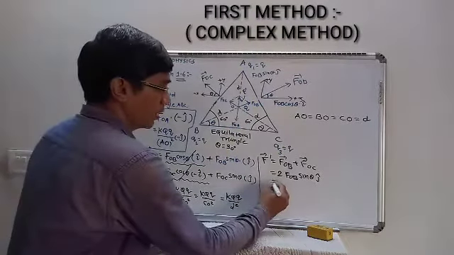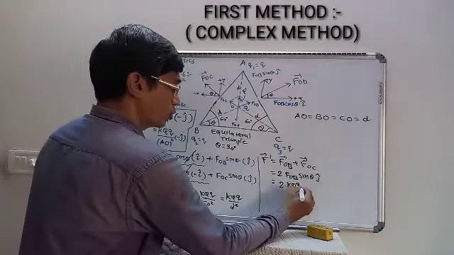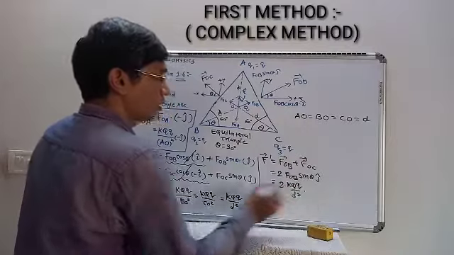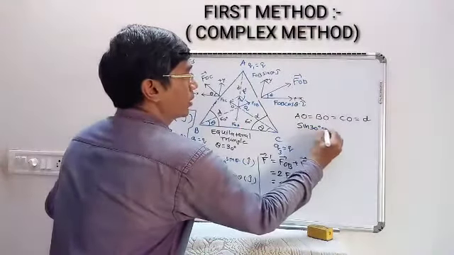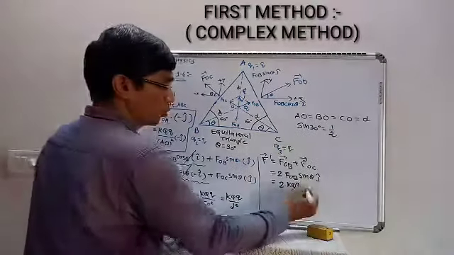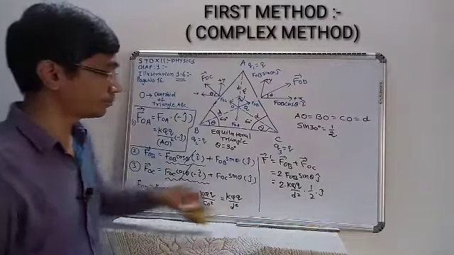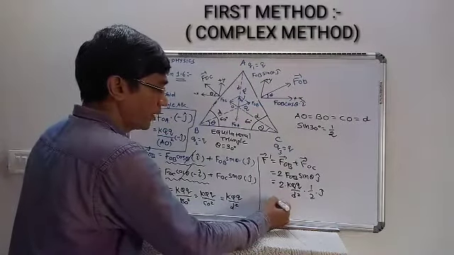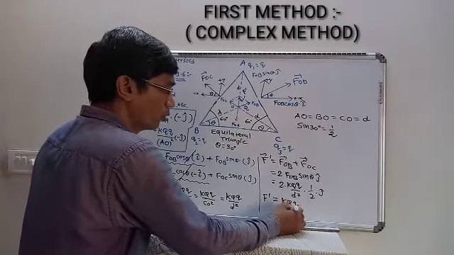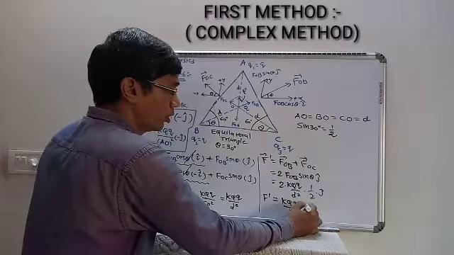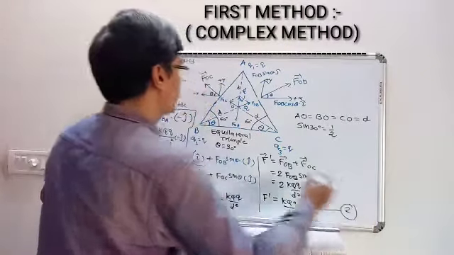So here we can write the 2 into FOB, K capital Q small q upon d square into sine theta, sine 30. Now sine 30 is given by 1 by 2, into unit vector j. So here 2 cancel and we get the F dash, that is K capital Q small q upon d square into unit vector j. So now this is the second equation.